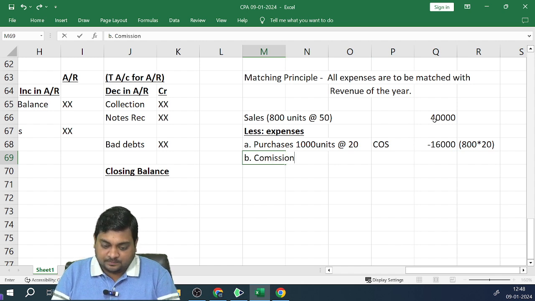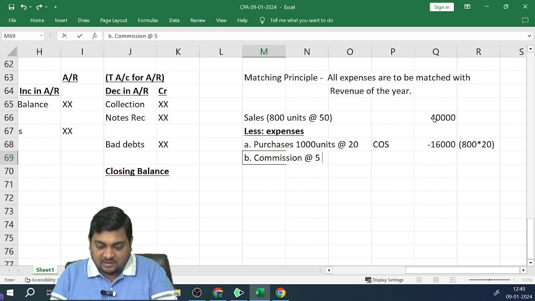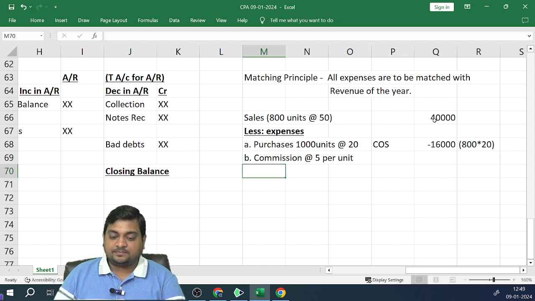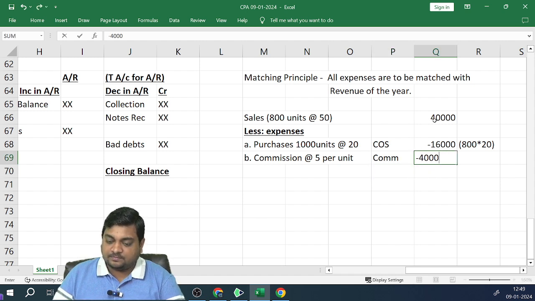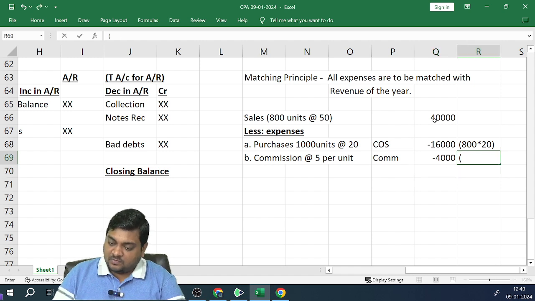Commission at the rate of 5 per unit. So you all know that commission, I will take only 4,000, for 800 into 5.